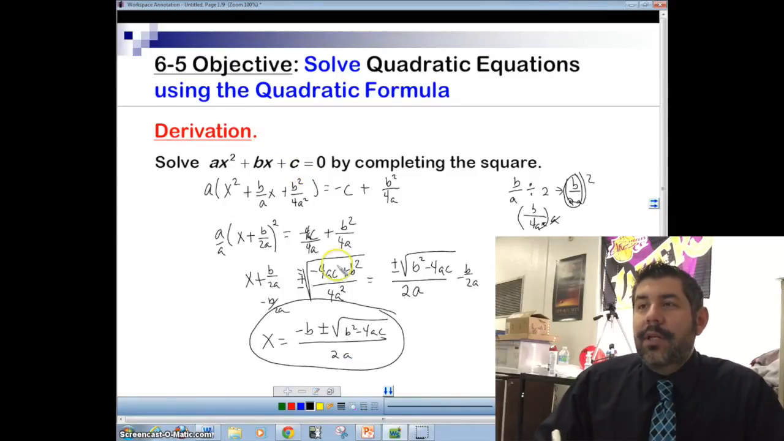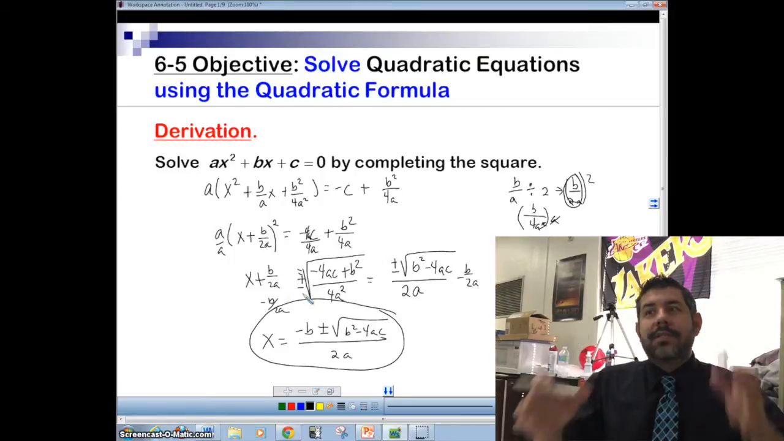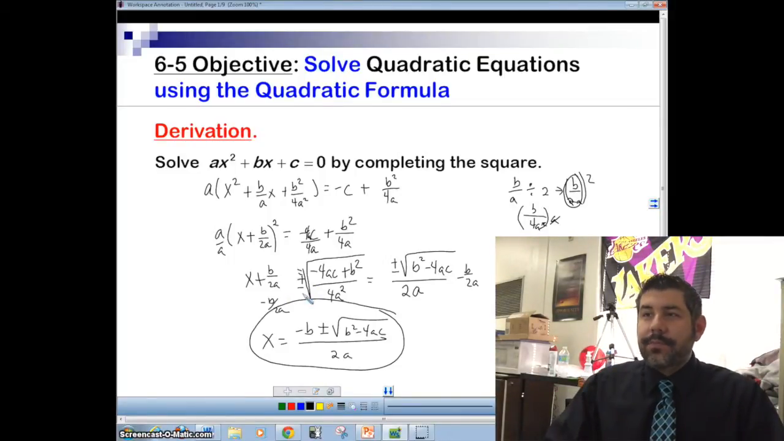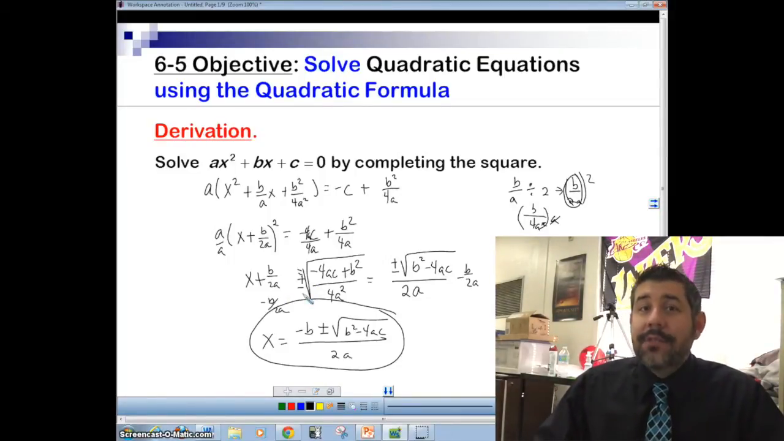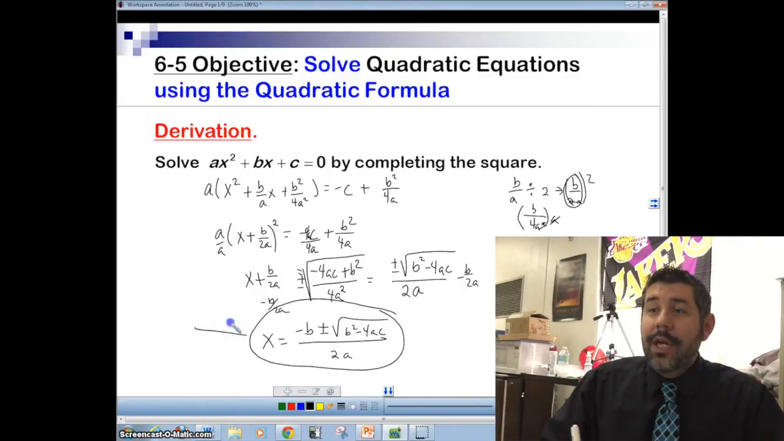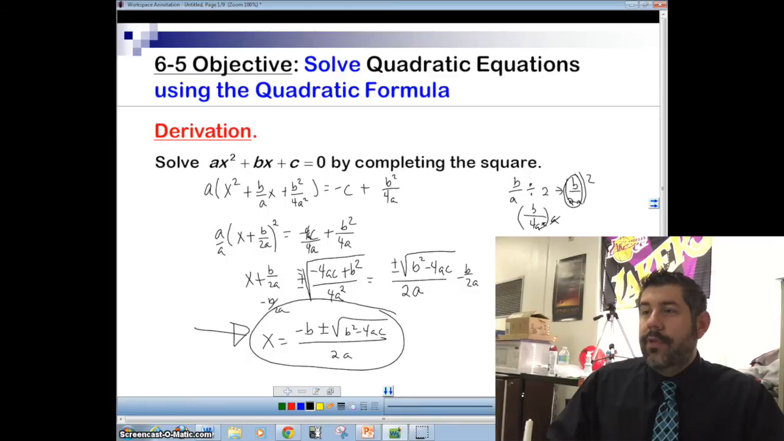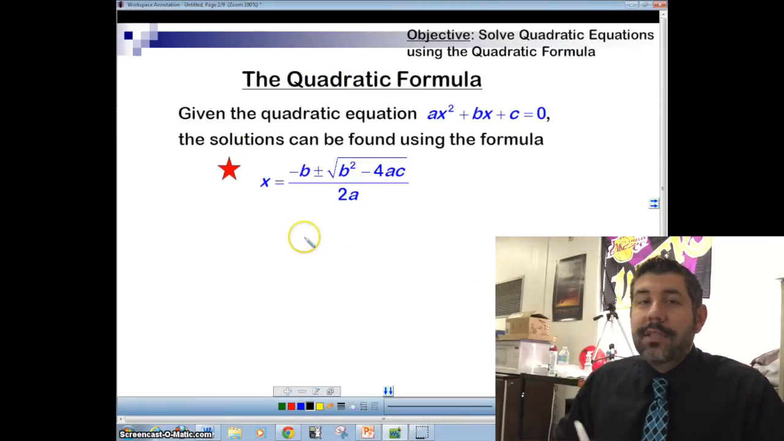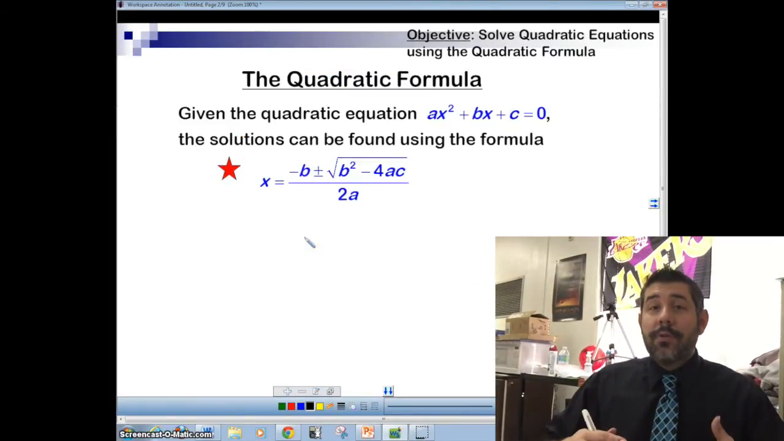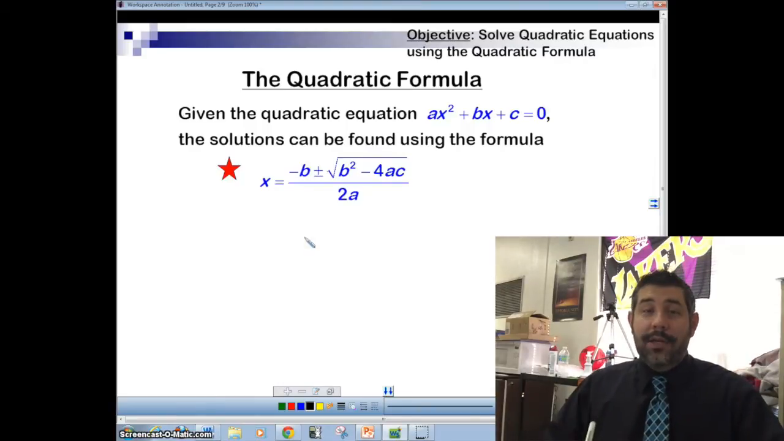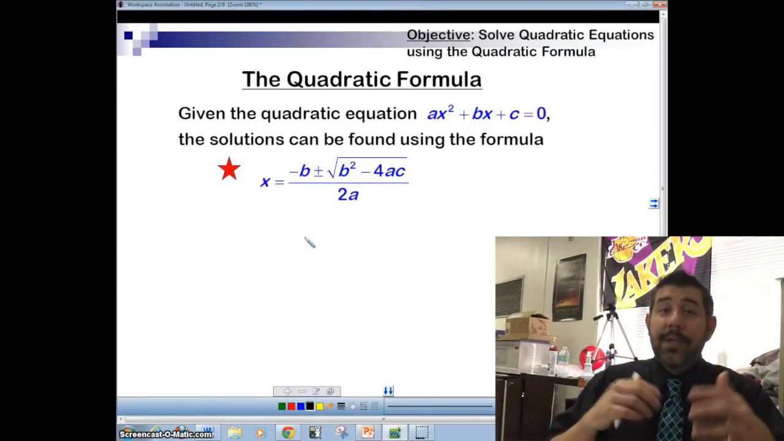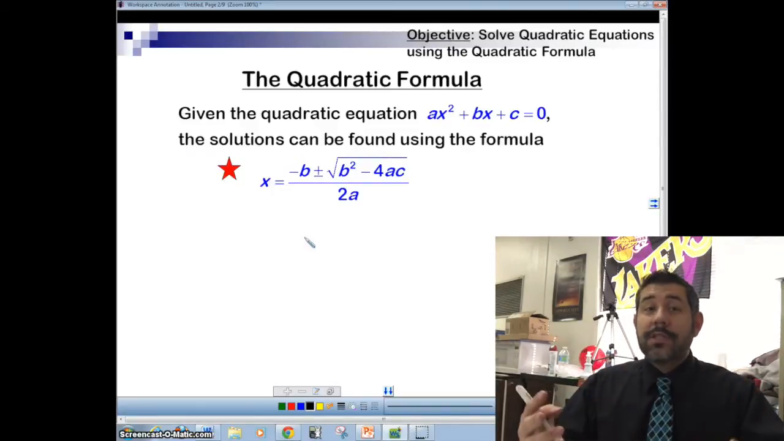Now, some of you might be looking at this going, oh my God, you did a lot of stuff there that I don't quite understand. That's okay, because for the most part, all you need to do is know the formula. So let's take a look at how we use the formula. The formula is x equals negative b plus or minus the square root of b squared minus 4ac all over 2a. You can just memorize it. It's really not that hard to memorize.